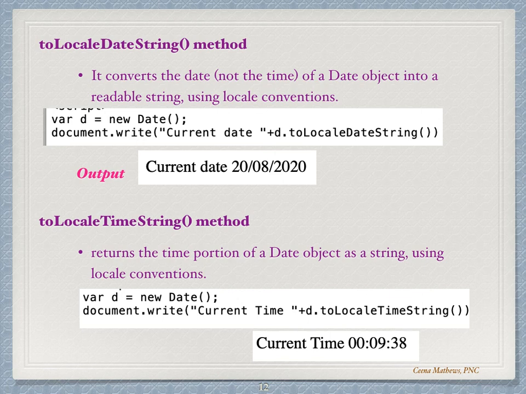Next is toLocaleTimeString. It returns the time portion of a date object as a string, again using local conventions. Here it displays only the time. In the previous one, it displayed only the current date, whereas in this, it displays only the current time.